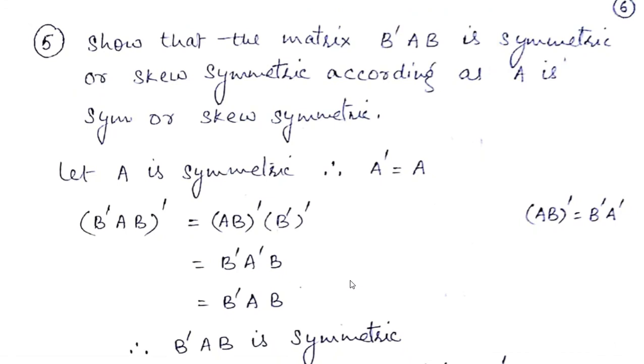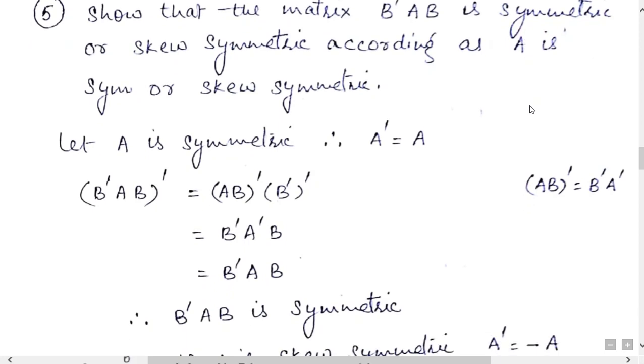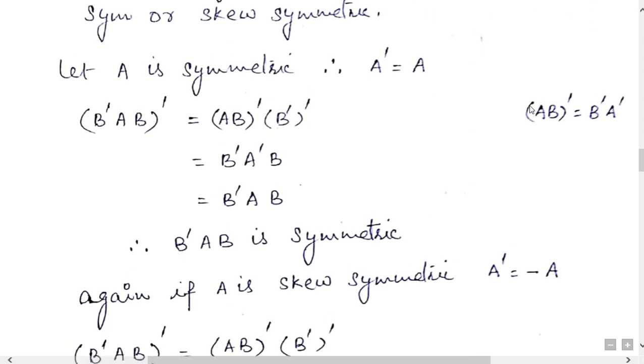Question number 5. We have to prove the matrix B dash AB is symmetric or skew-symmetric according as A is symmetric or skew-symmetric. Suppose A is symmetric. It means A dash is equal to A. Now start with B dash AB dash. It's AB transpose B transpose transpose.